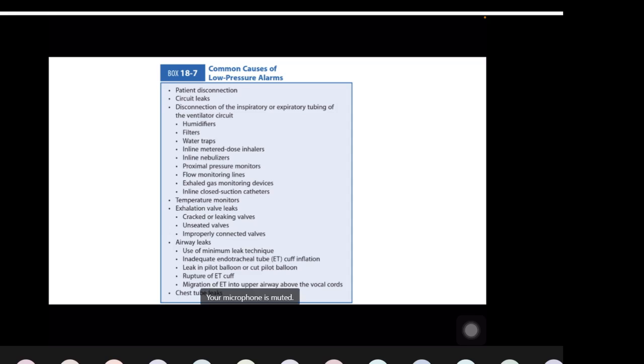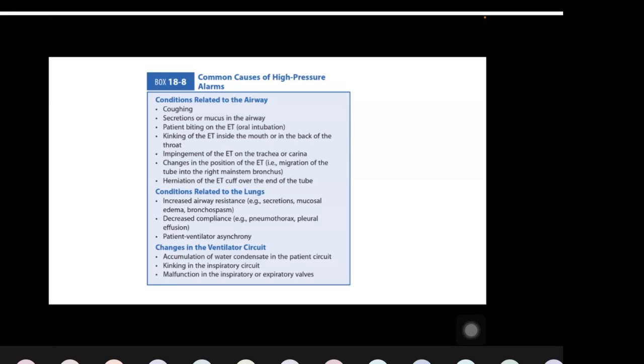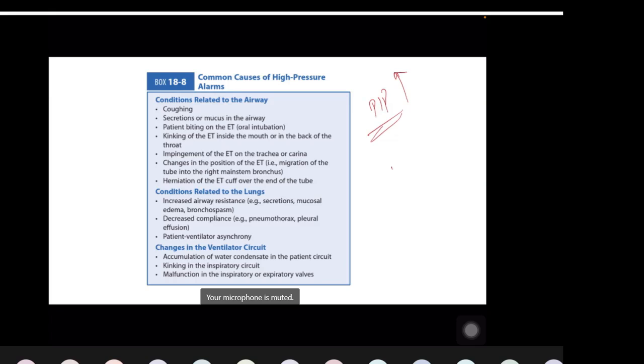Common causes of a low pressure alarm: a sudden drop in pressure within the ventilator circuit may be due to disconnection, circuit leakages, disconnection of the inspiratory or expiratory tubing of the ventilator circuit, exhalation valve leak, or airway leaks due to rupture of the ET tube or leakage from the ET tube cuff. What are the common causes of high pressure alarms? High pressure alarms occur when the patient has an increase in peak inspiratory pressure. This is again commonly seen in patients with ARDS who are going into severe ARDS stages.